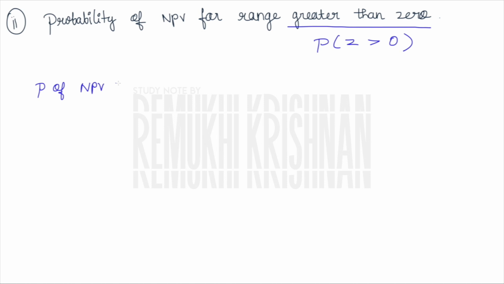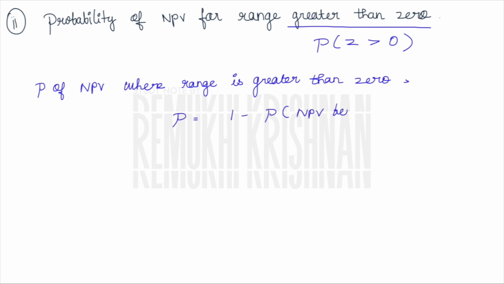Or else the simple way to do this is that we already know that this is the opposite to that of the previous subdivision. That is, it is less than 0. This is greater than 0. If I know the area of less than 0, then those areas not shaded in the previous subdivision is the area that is greater than 0. That is where my NPV, when it is greater than 0, is going to lie. So thus the probability of net present value where range is greater than 0 comes to be what? 1 minus probability of net present value being 0 or less.